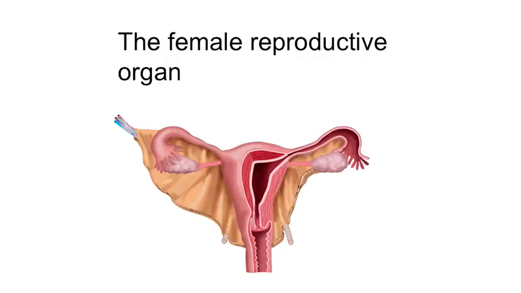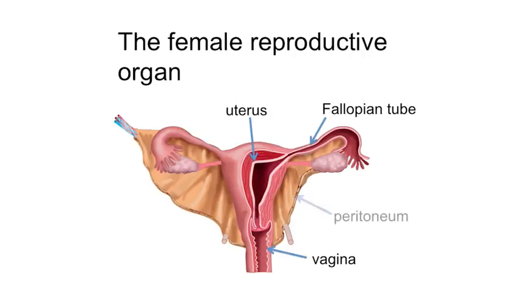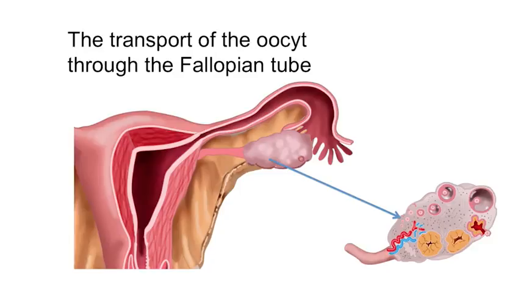Let's have a look at the schematic figure of the female reproductive organ. It consists of a vagina, a uterus with a left and a right uterine tube, also called the fallopian tubes. They transport the oocyte from the ovary towards the internal cavity of the uterus. The uterus, ovaries and the fallopian tubes are all covered with a thin layer of peritoneum, and each month an oocyte matures in an ovarian follicle.